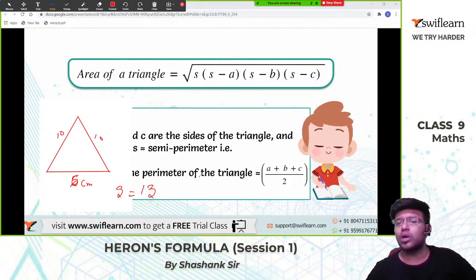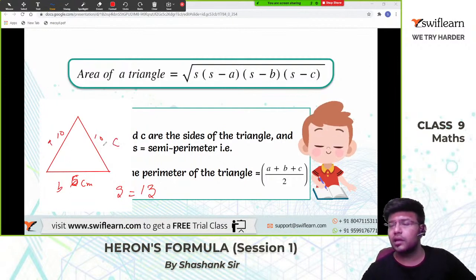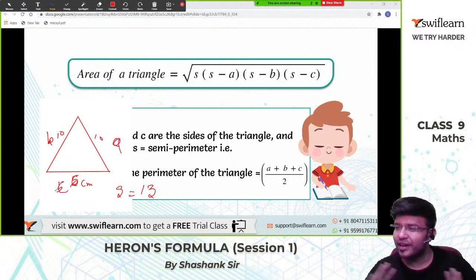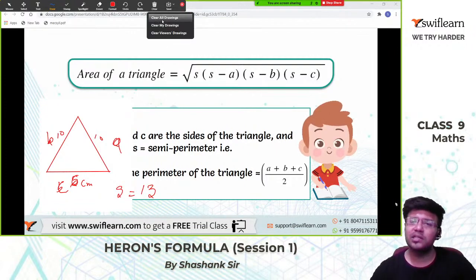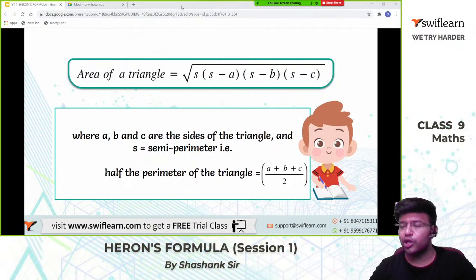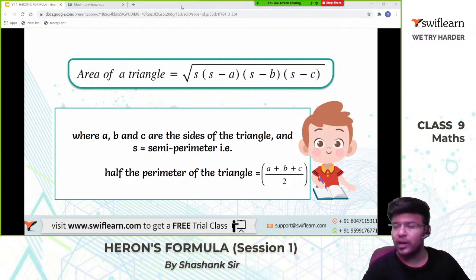Yes. And what are a, b, c? A is this side, b is this side, c is this side. Sir, we have to take it like this, this is b, this is a, this is c. No problem, you can take any dimensions as a, b, c and solve. The answer will remain the same. So this is what is s, this is what is a, b, c. Understood? If you have any doubts so far, you can comment in the chat.